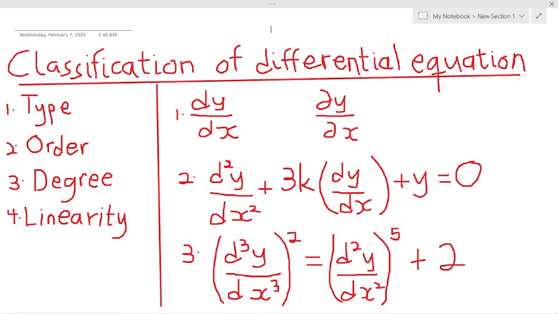Welcome to Okonkwo Academy. In this tutorial, we'll be going through the classification of differential equations.